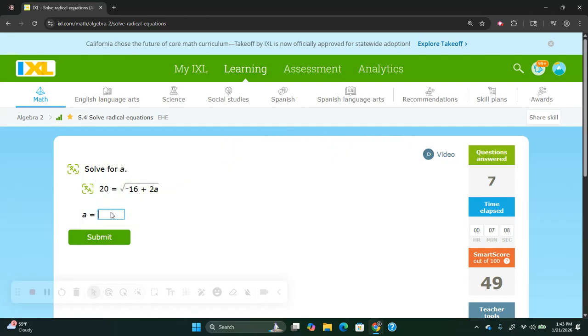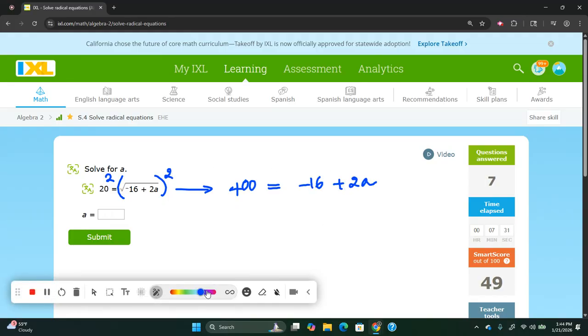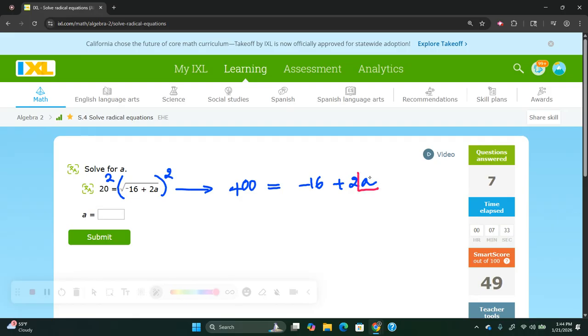Voila. Okay, so this next problem, the radical is the only thing on the right side, so you just go ahead and power 2 on both sides. Okay, so now the left side, 20 squared, that's a 400. The right side, the square root and power 2 cancel out, so you got negative 16 and then plus 2a. Okay, so make sure you solve this problem for a.